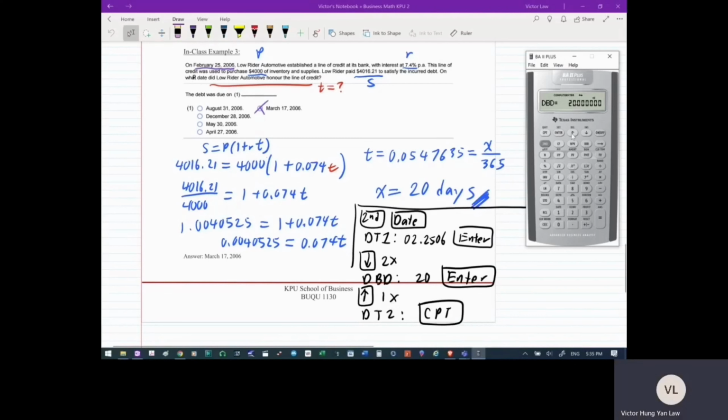Once we set the days between, we're going to go back up once to DT2. Once we get to DT2, we press compute. And then we're going to get March 17th, 2006. And that's the answer for example 3.